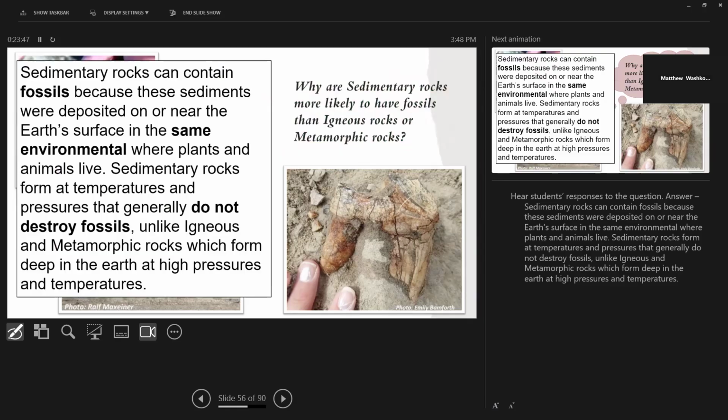So sedimentary rocks can contain fossils because these sediments were deposited on or near the Earth's surface in the same environment where those plants and animals lived. These rocks form at temperatures and pressures that do not destroy fossils, unlike the other ones, which come from high pressures. So sedimentary rocks don't need high pressures. The other ones do, usually.